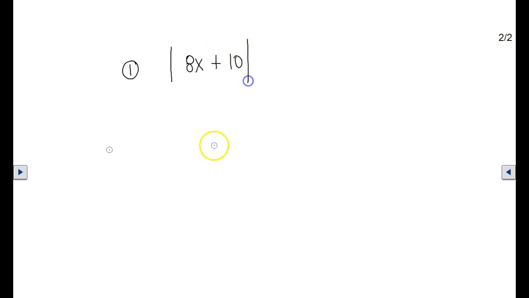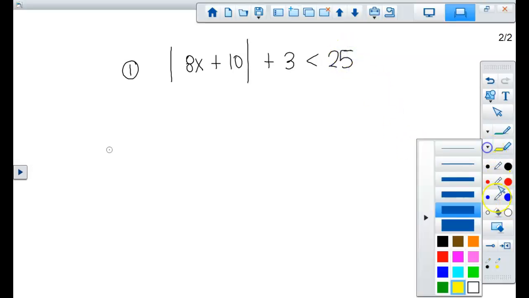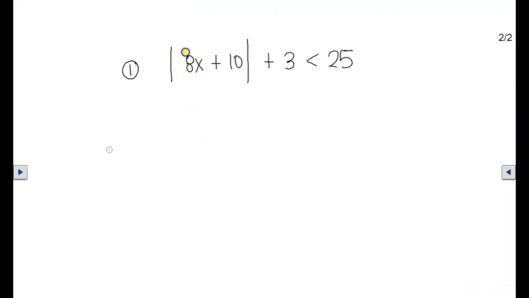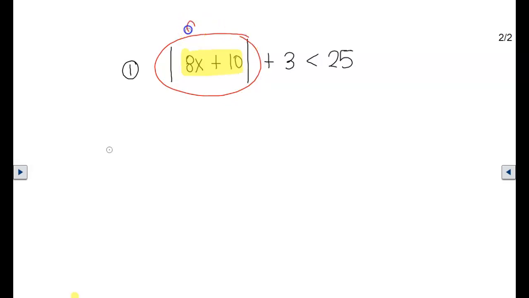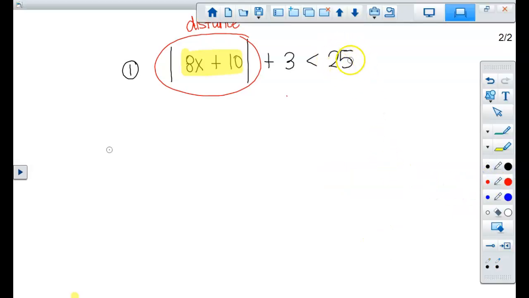So the absolute value of 8x plus 10, plus 3, is less than 25. This is the problem we're going to look at right now. Now, what am I taking the absolute value of? I'm taking the absolute value of 8x plus 10. So this is my distance. Absolute value is a distance. Now I want you to look at what this problem is saying. It's saying that if I take the distance from 0 to whatever 8x plus 10 is, and then I add 3 onto that distance, then that's less than 25. So this 25 is not my distance. It's whatever the distance plus 3 is.